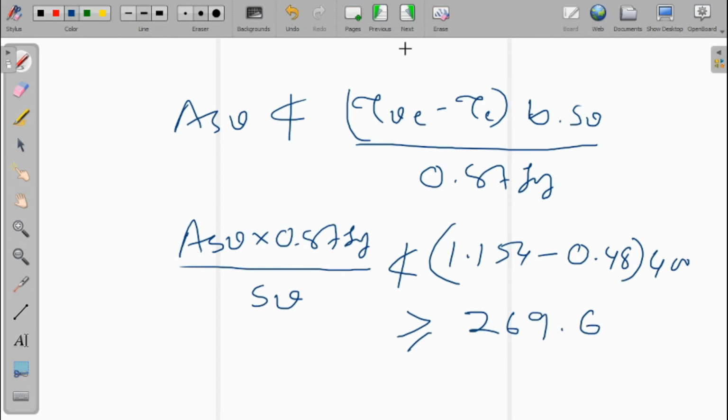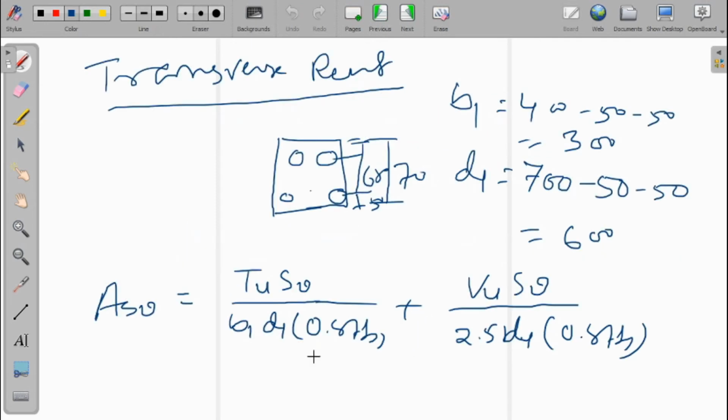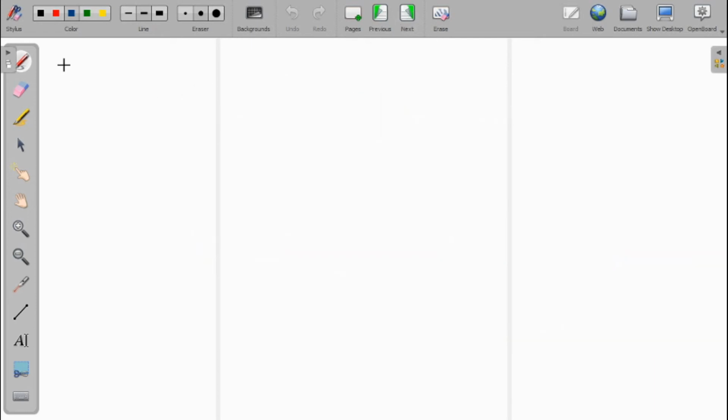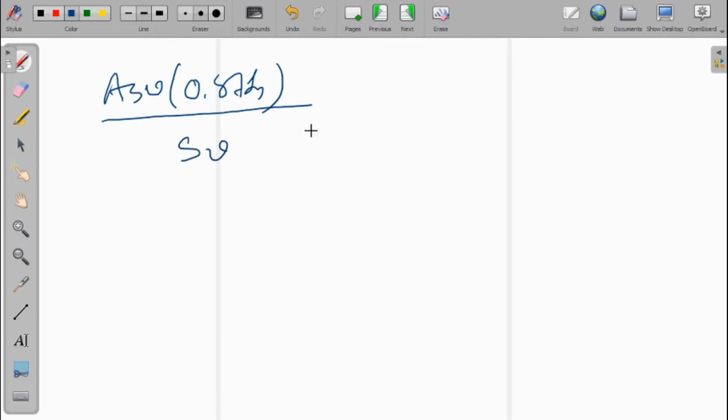Now, from here also I can take 0.87 Fy common and take it to this side, and similarly SB also I can take to this side. So it will be a similar equation. Here I have written ASB into 0.87 Fy divided by SB. The same thing I can write for that equation also, ASB into 0.87 Fy divided by SB equals TU divided by B1 D1 plus BU divided by 2.5 D1.